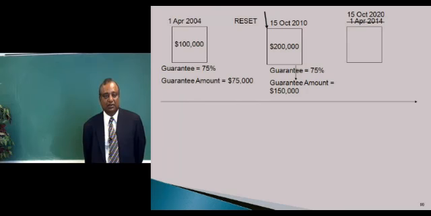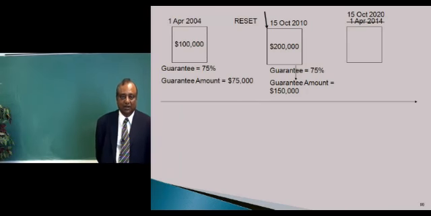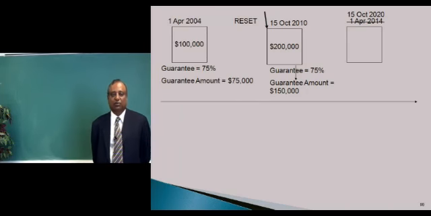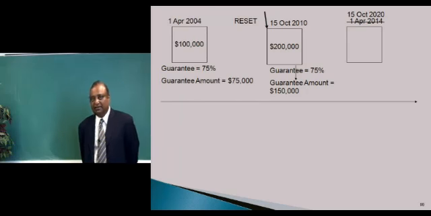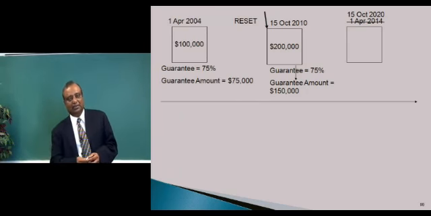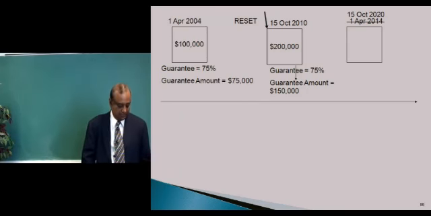However, the maturity date is shifted to 10 years from the date of reset. So the maturity date, which was originally 1st April 2014, will now become 15th October 2020. So reset's advantage is it increases the guarantee amount. The disadvantage is it extends the contract.